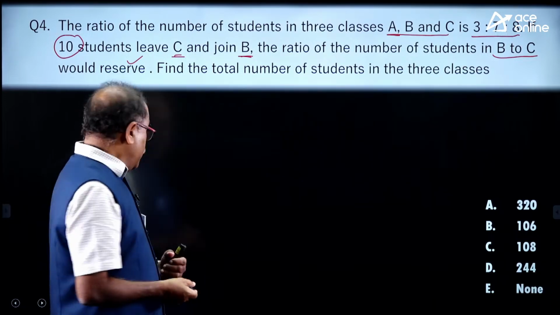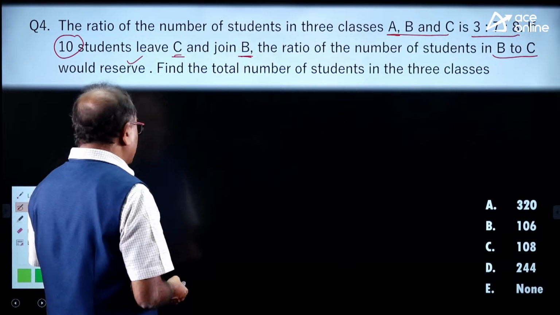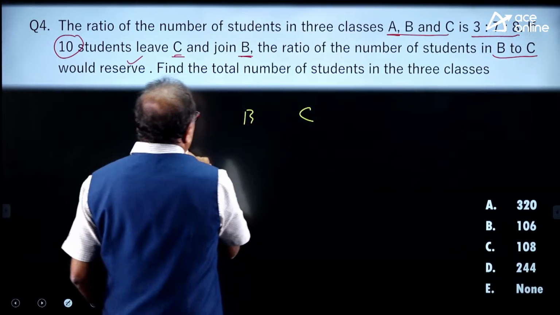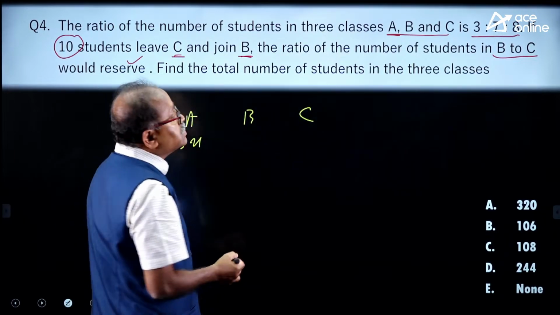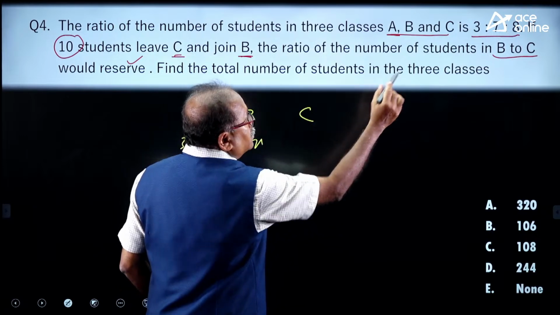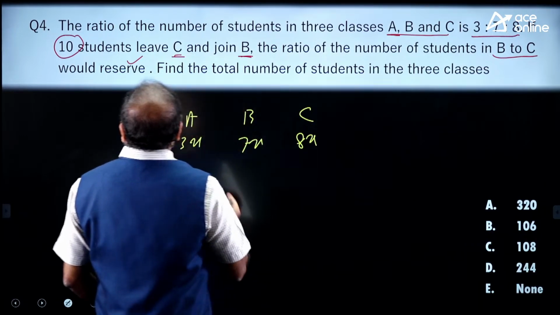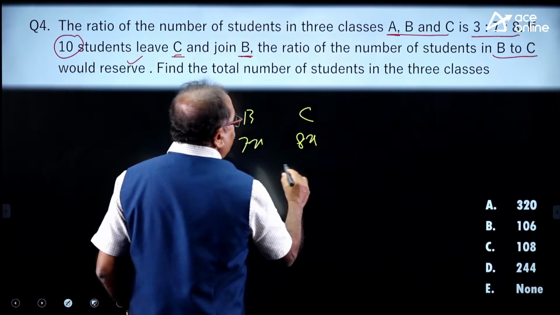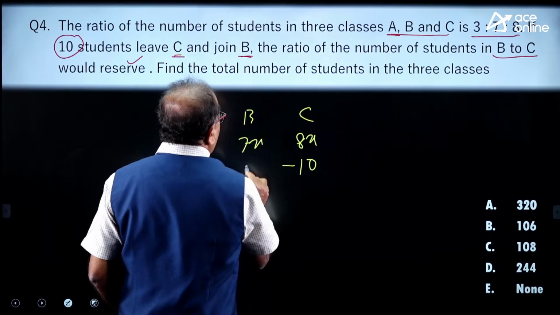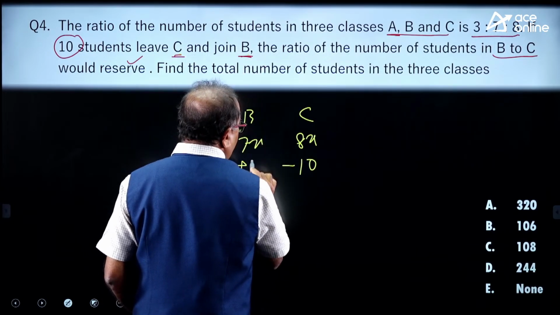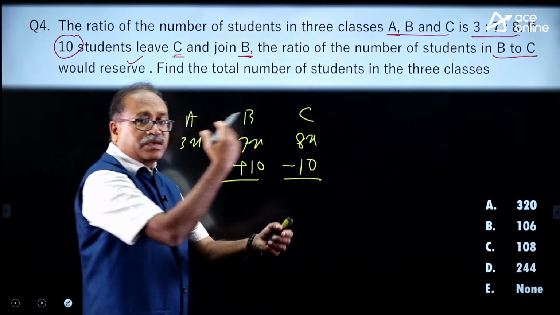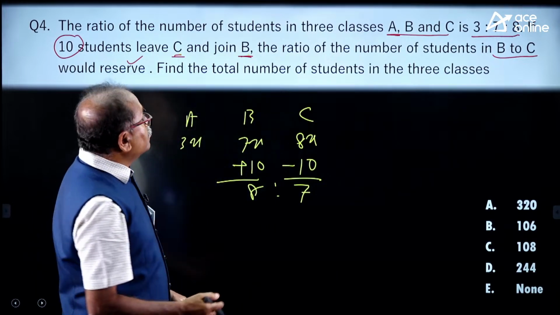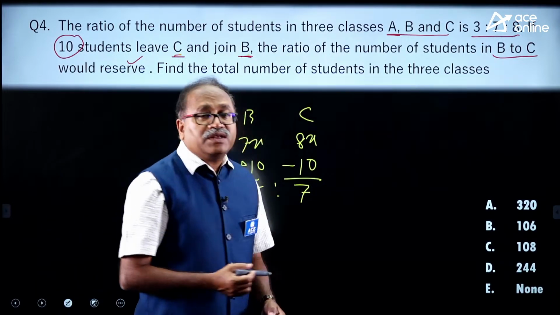Okay, good question. So what is said over here? That is A, B and C, and the ratio is there. Let's consider that the number is 3x here, then 7x here, and then 8x over here. If 10 leaves C, so minus 10 over here, and joins B, plus 10 over here, then the ratio is getting reversed. That means it becomes 8:7. Then the question is, find the total number of students in the classes.